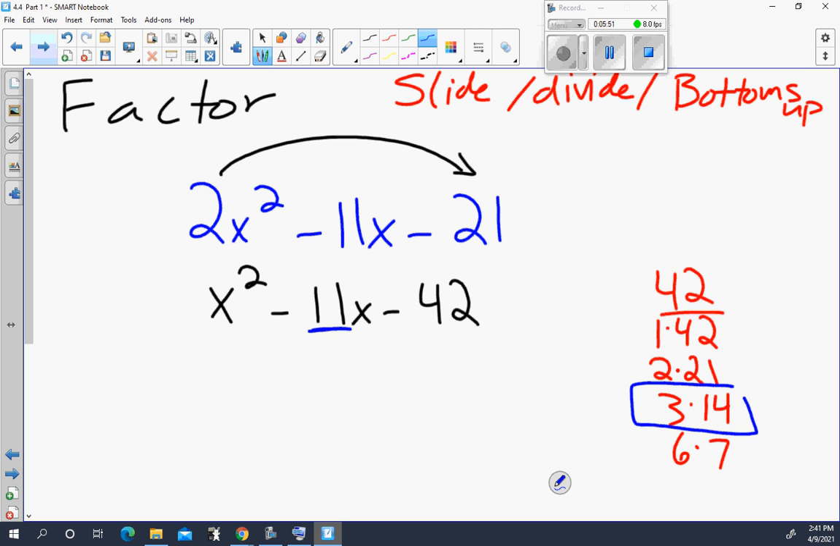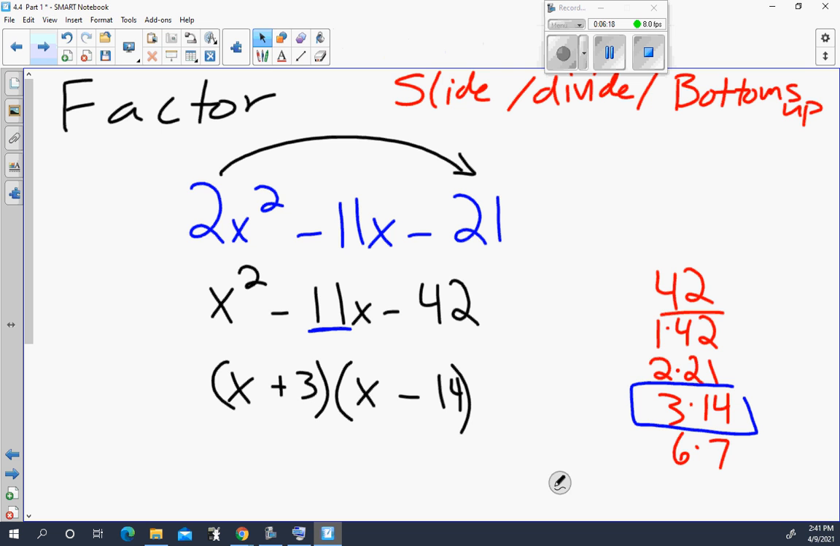3 and 14, right? So just like our last problems where we have x, we have 3, we have 14. Okay, we need a negative 11, so we need a negative 14 and a positive 3. Okay. And now we have to divide by this first number that slid over. Okay, what do I mean by that? We have to take 3 divided by 2, 14 divided by 2.